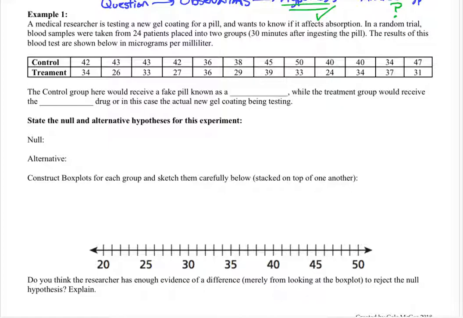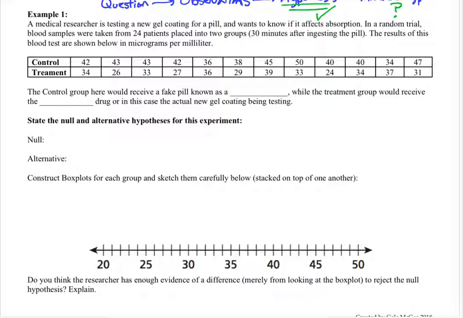So this example has a medical researcher, and that medical researcher is testing a new gel coating for a pill. They want to know if that affects how it's absorbed in the bloodstream. Down here we have 24 patients. They were put in two groups, and they were measured 30 minutes after they took a pill.